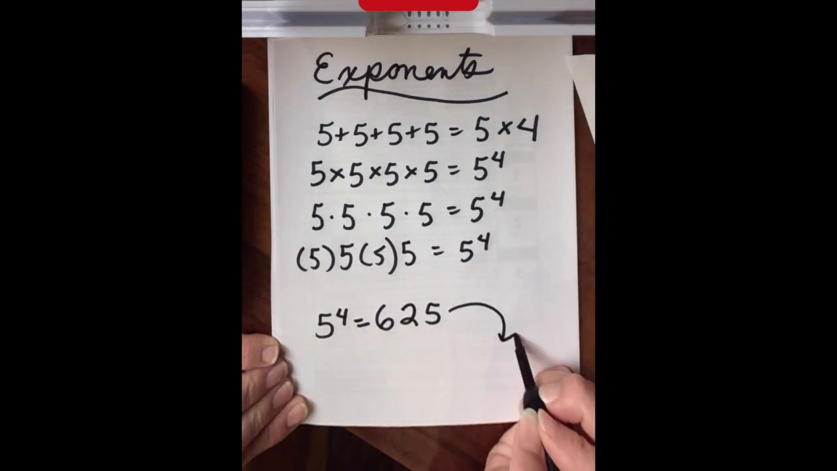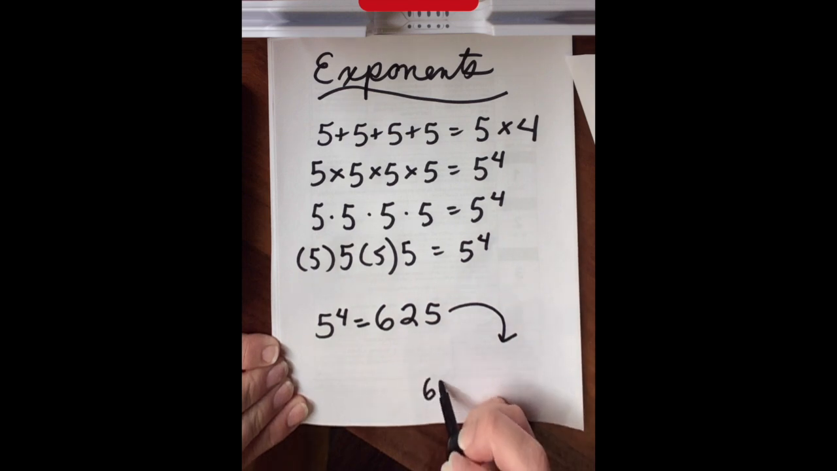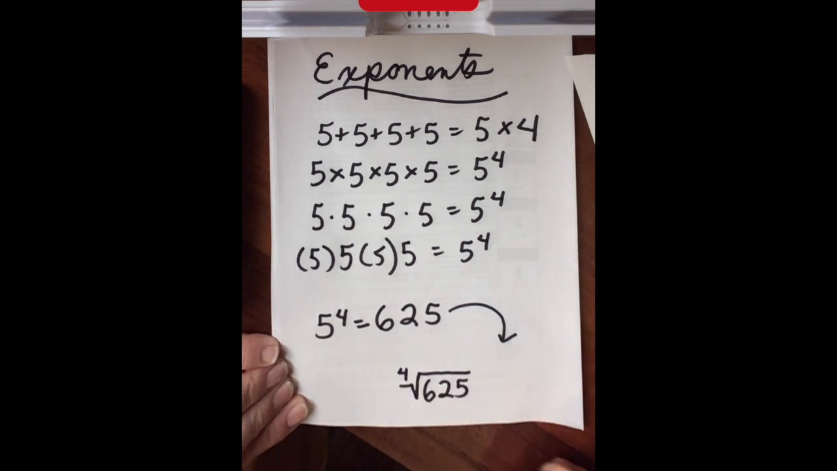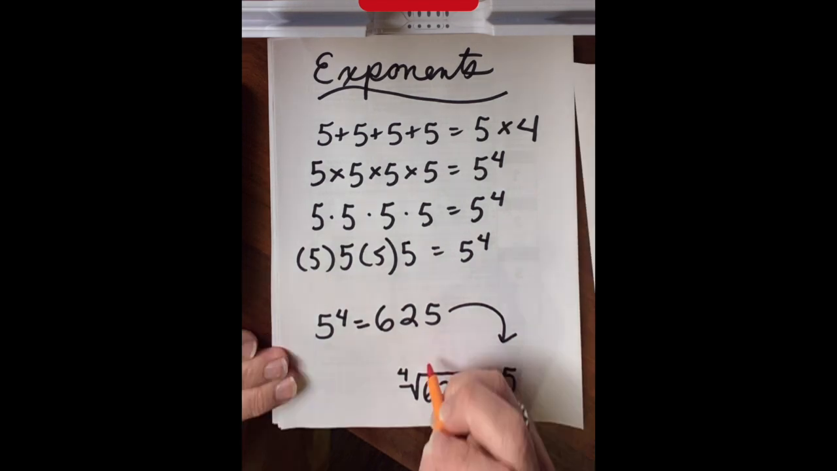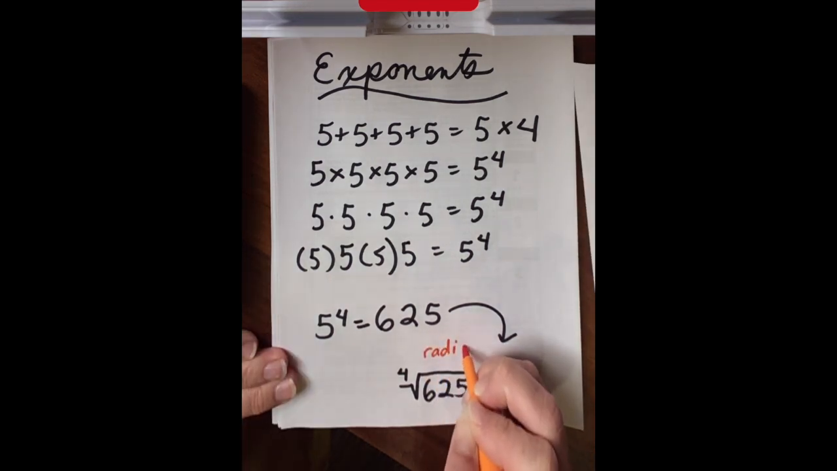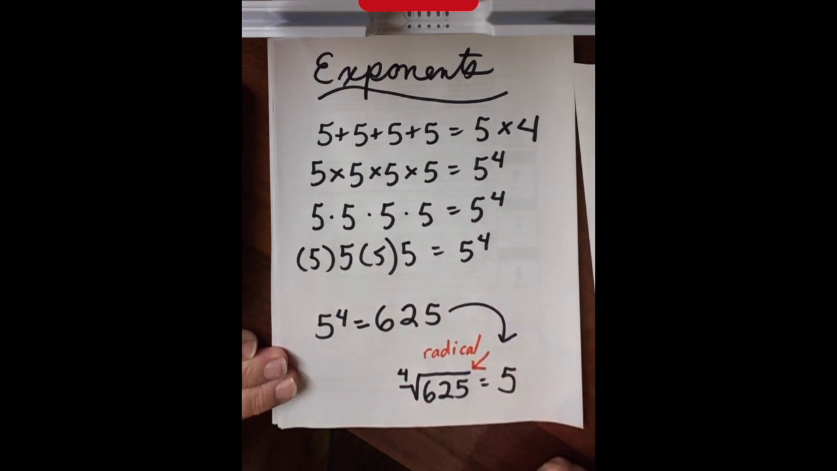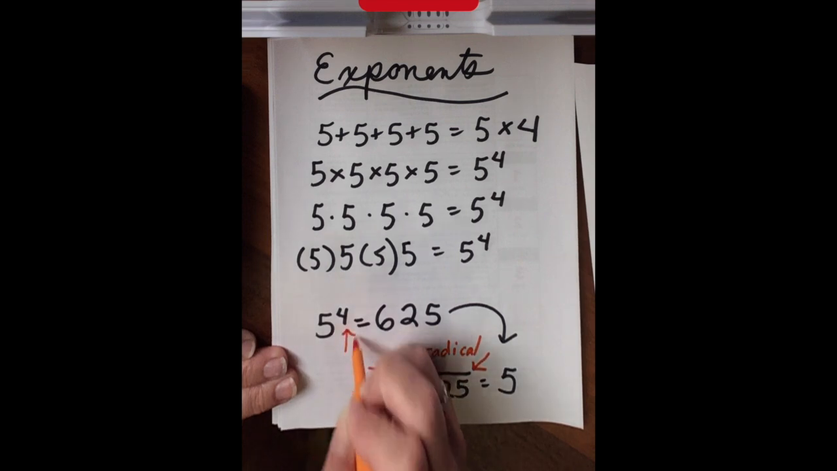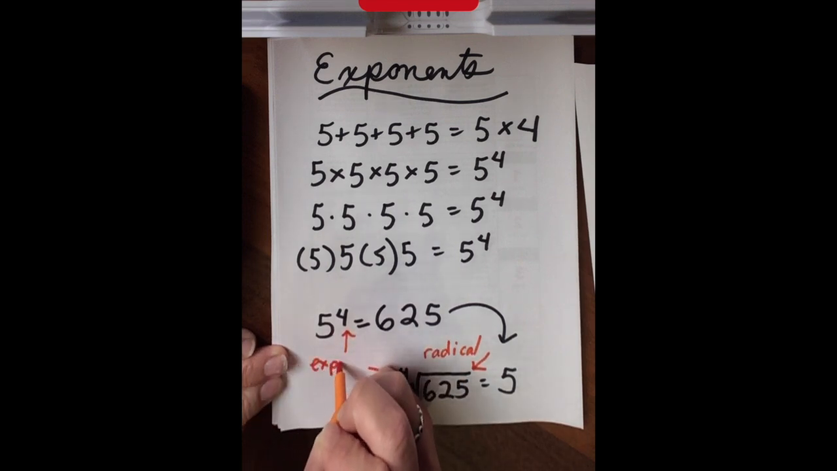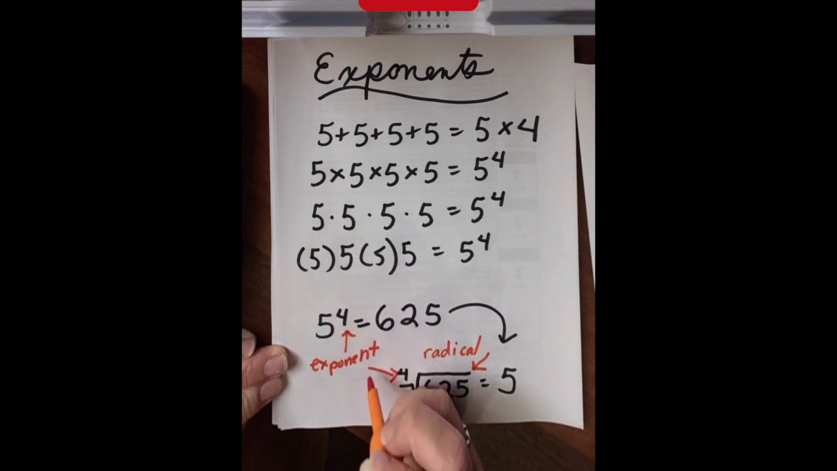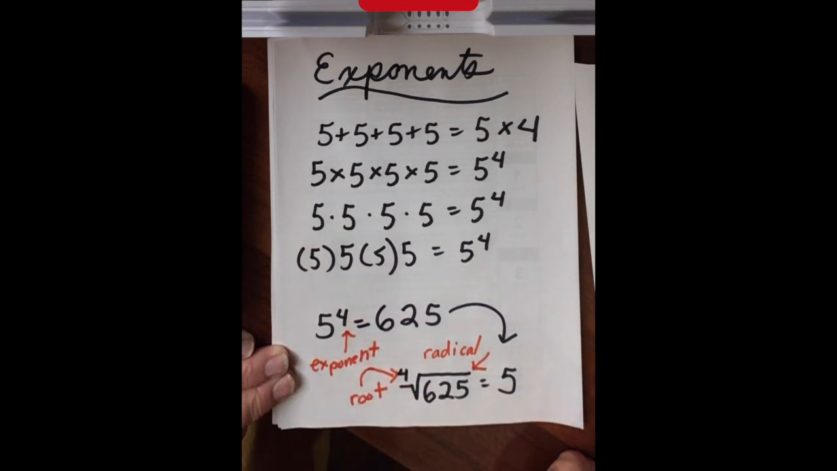That's a big number. Now, there's this other little thing, and we can go the other way. If I take the answer to that, which would be 625, and I take the 4th root of it, I end up with 5. So now we know exponents, and now we know roots just a little bit. That weird symbol I drew, that's called a radical. And then that little 4 there, when we use it in our grades, we're going to call it an exponent. But, you know, if you use it in the radical, it's called a root.